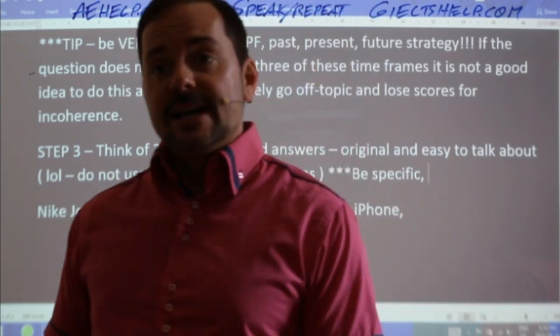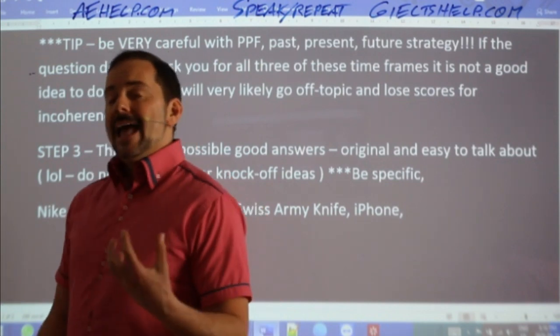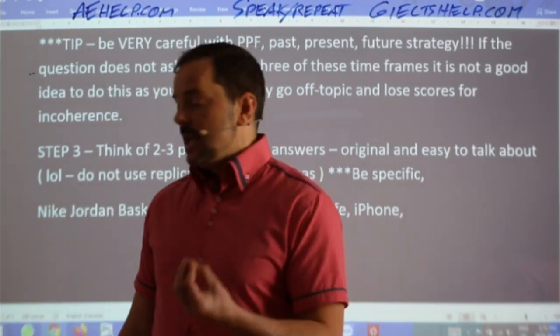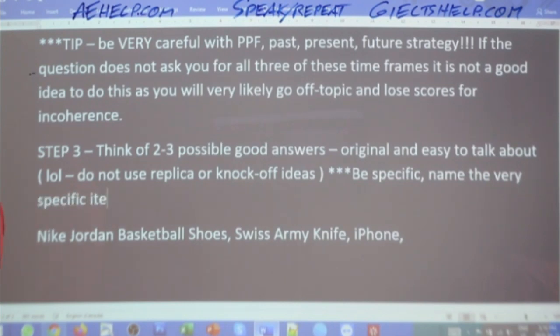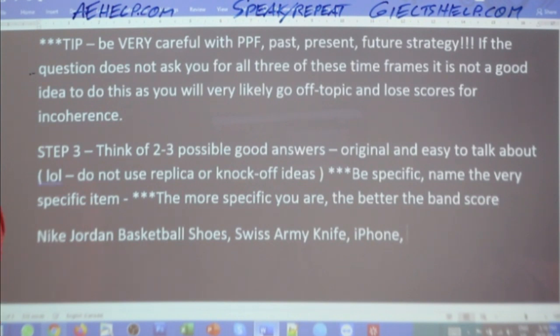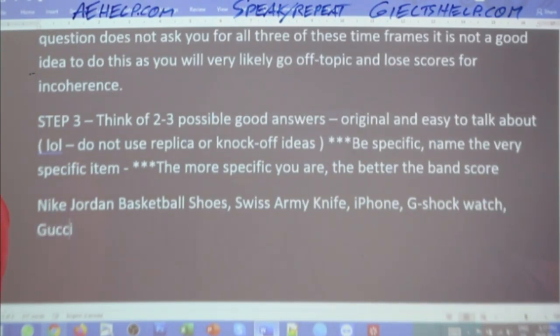So Karen Veer, Casio watch or G-Shock watch, that would be good. And Kit, if it's a perfume, make it the name of a perfume, right? So be specific, name the very specific item. The more specific you are, the better the band score, okay? So I like the G-Shock watch idea, and I also liked the Gucci perfume, sure. Okay, or let me say one even more. Versace yellow diamond perfume. Okay, at least it's even more specific.